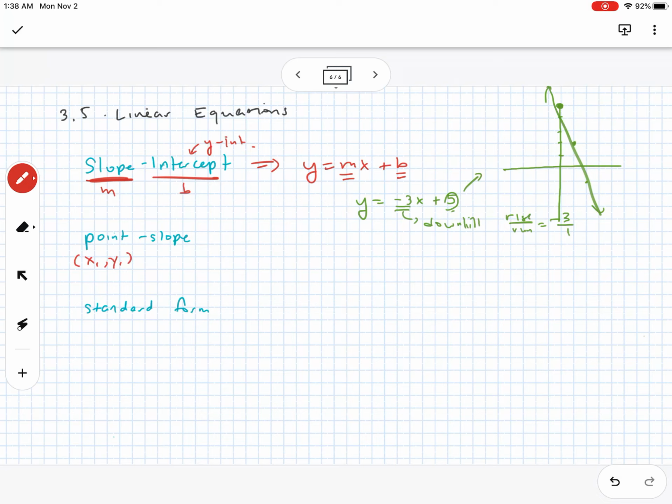Okay, now the point slope form gives us a point, and we'll call that x1, y1, and then it gives us a slope, and we'll call that m. So point slope form is simply y minus y1 equals m times x minus x1. So if I say y plus 2 equals 3/4 times x minus 5, I know two things. I know my point, which is always the opposite of whatever you see here. So it would be 5, and then here it would be negative 2, and then the slope would be 3 over 4.